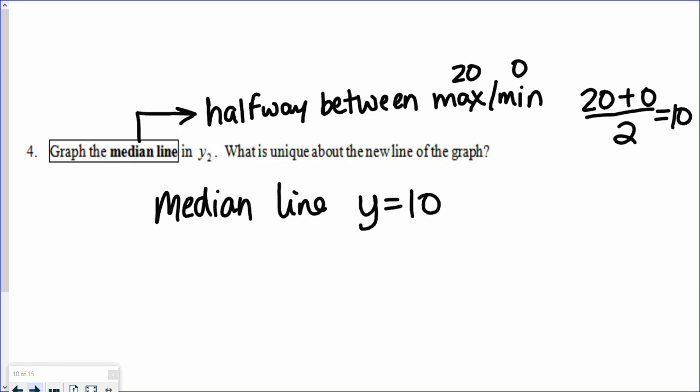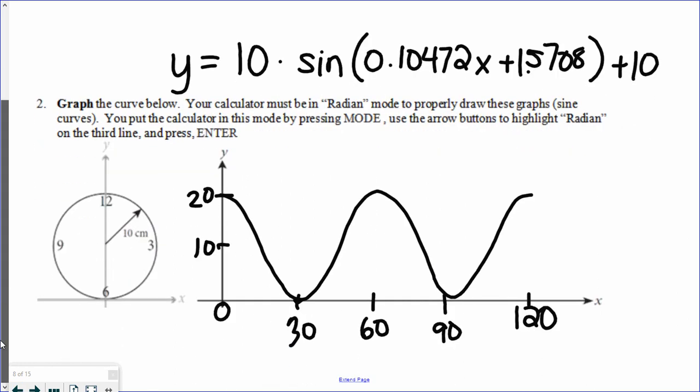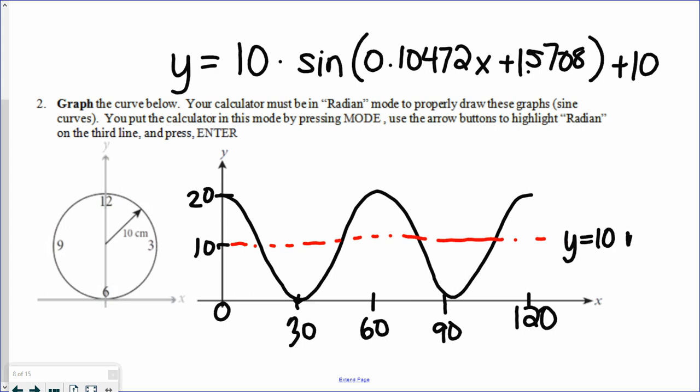So if we go back to the graph, our median line again would be, see if the red pen will do red penning. Oh, it does. So that's the line y equals 10. And again, that's our median line.